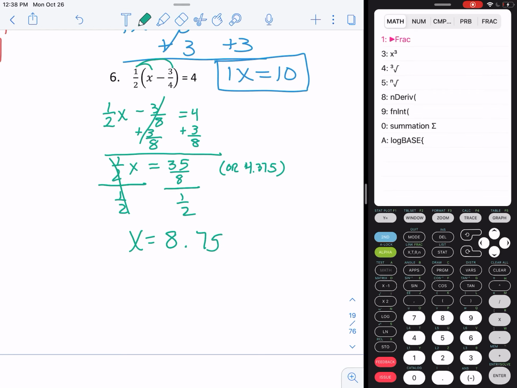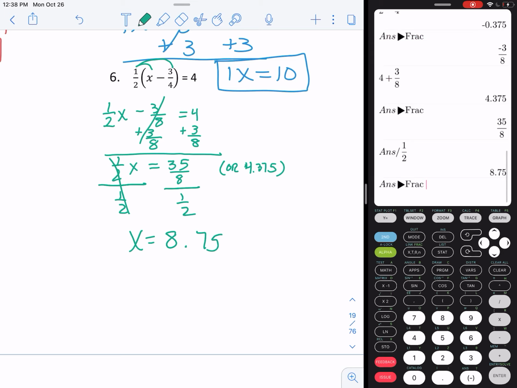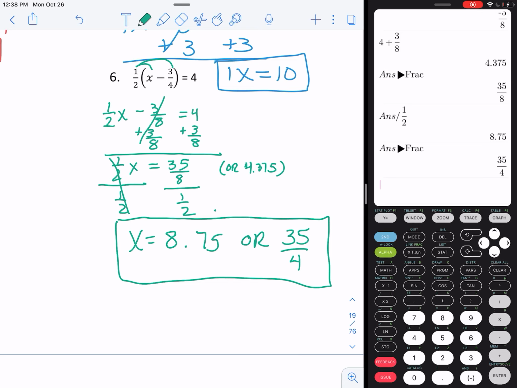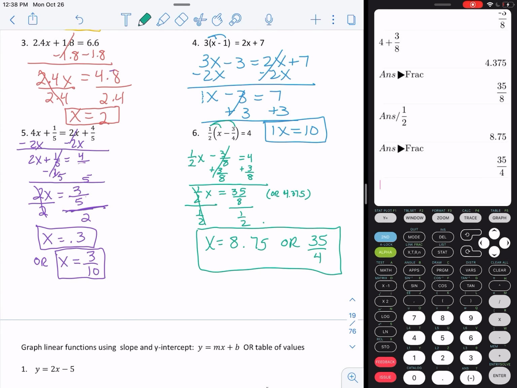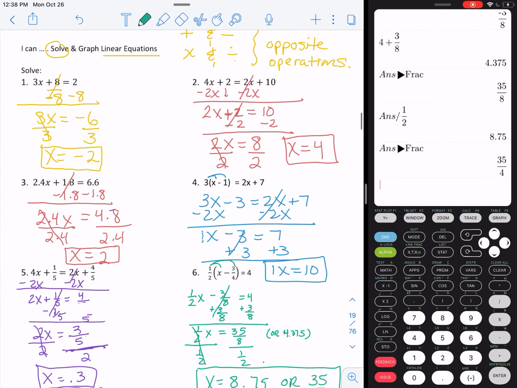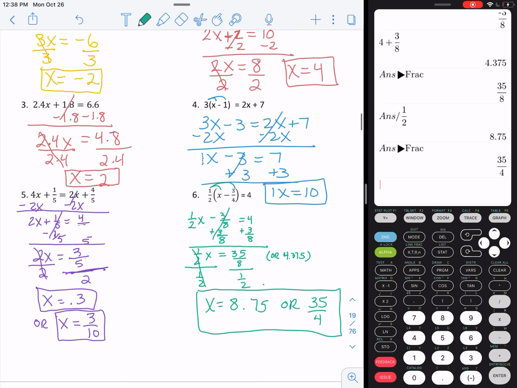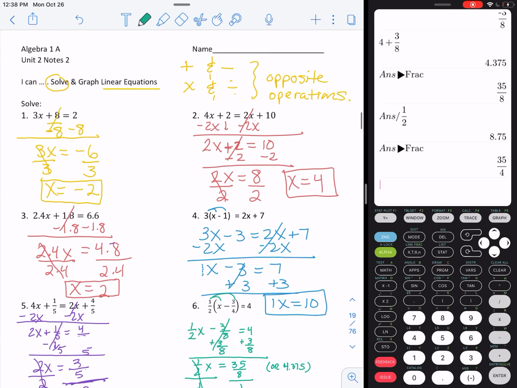If you want as a fraction, 35/4. All right, so your homework is going to be just to practice this, and we're going to do some Delta Math practice in class. But that concludes our review of solving equations.